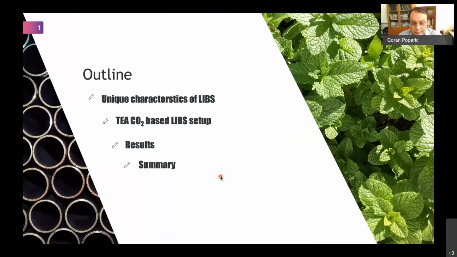First, I will make a quick introduction to the applied technique from the point of view of an analytical chemist. Then I will show you our lab setup installed in the Vinča Institute, followed by some results of the analysis of solid samples. And at the end, I will finish my presentation with some conclusions.